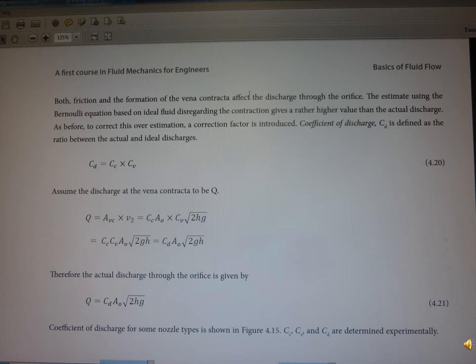So Cc Cv a square root of 2gh is Cd a square root of 2gh. Therefore the actual discharge through the orifice is given by Q equal to Cd a multiplied with square root of 2gh. So the coefficient of discharge for the orifice or the nozzle you can see in the diagram. That's what the coefficient of discharge is.